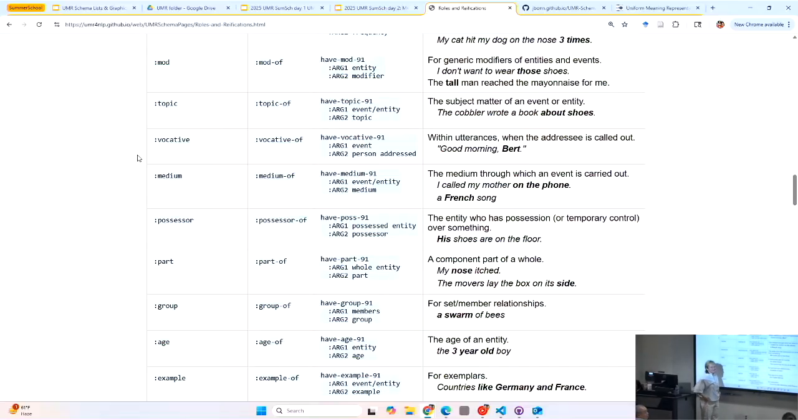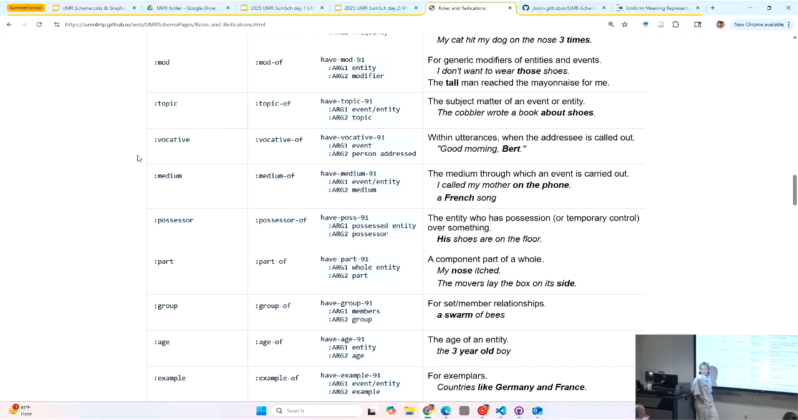Because I got curious because of this medium. So I called my mother on the phone. So it looks like very much called, and the participant is, if call is my verb, phone is very much a required entity. So it is a participant. Why not? Yeah, I think that's a good point.